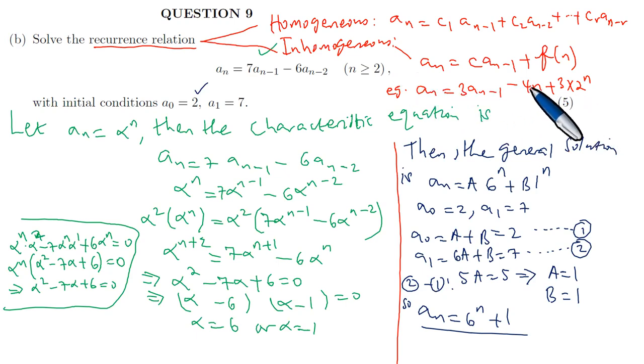Because of that, we have to first deal with the homogeneous case. So we first make this zero, use our usual a sub n equals alpha to the power n, and then get the general solution like we have done. After that, we get something called the particular solution for this extra term that makes it inhomogeneous. So we're going to look at examples like that. But yeah, let's look at the next problem.